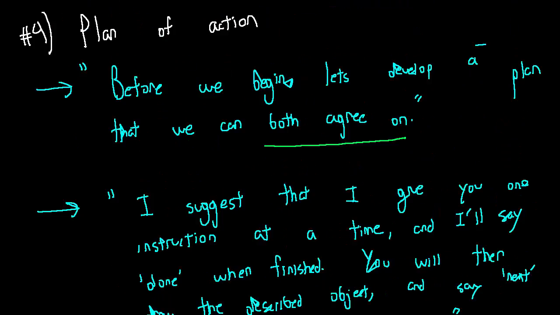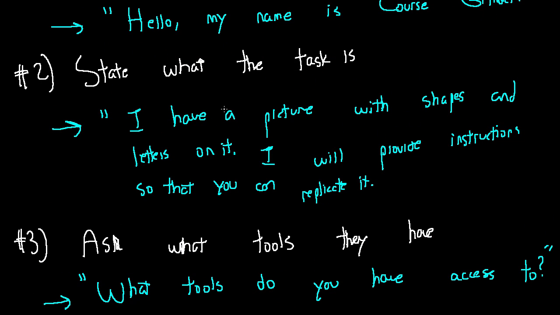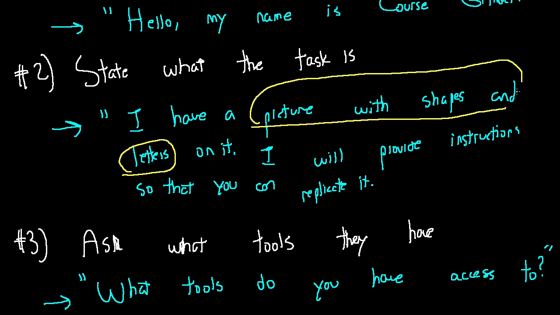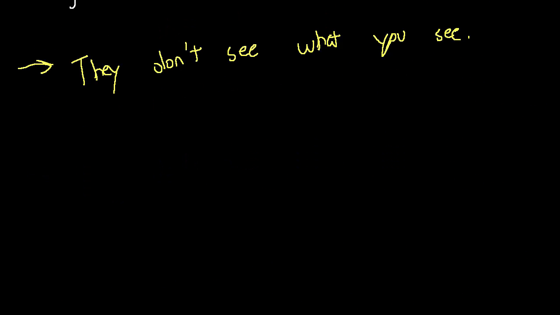This hint we gave over here, where we said that we have this picture with shapes and letters on it, if that was the case, that is a huge hint, right? Because although right now they say, okay, this thing is going to have some shapes and some letters on it, they'll probably be scattered all over the place, and I'm going to have to try to put these in the right position. You have to remember that they don't see what you see.